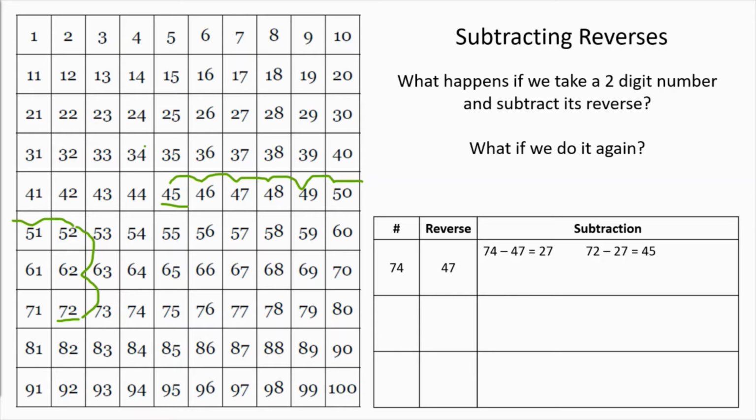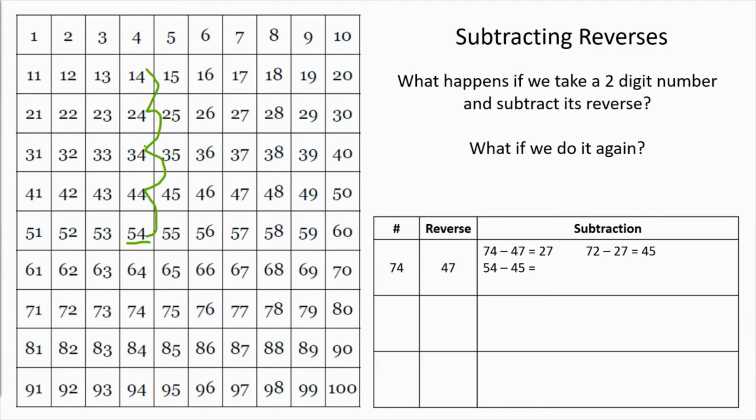All right, but we're still not done. Let's do it again. The reverse of 45 is 54. This time we'll do 54 minus 45. Here we go. Let's use our hundreds chart. First, I'll count back 40, then I'll count back 5.